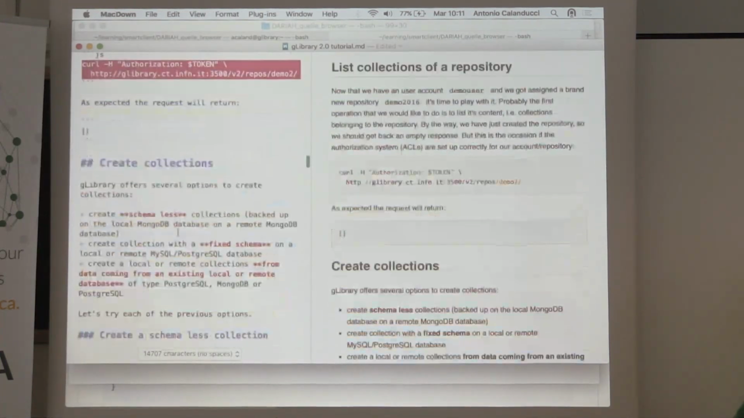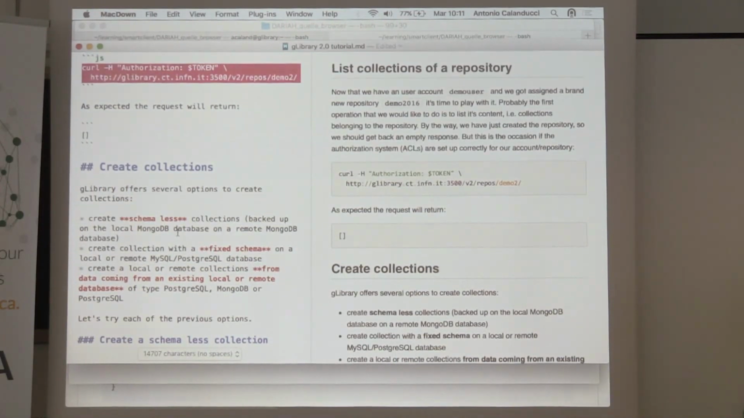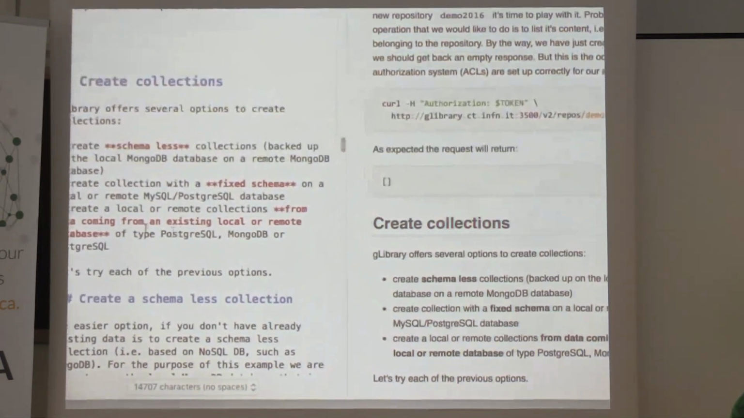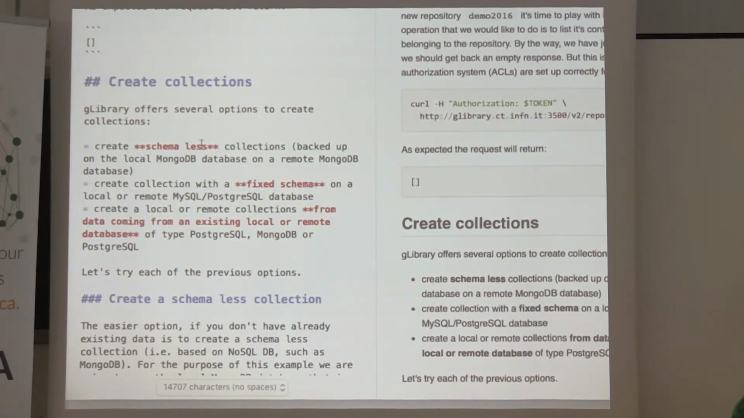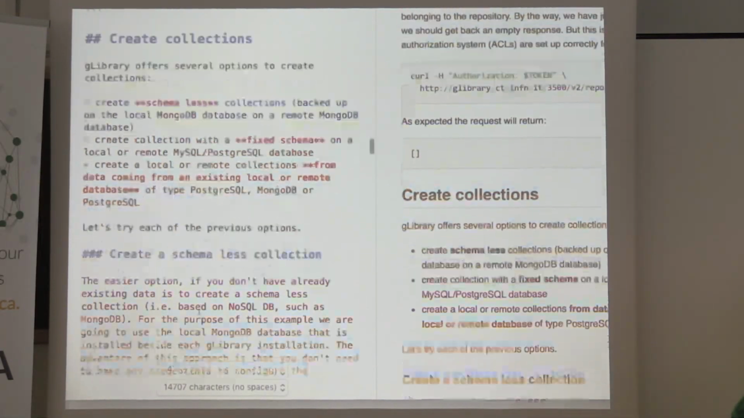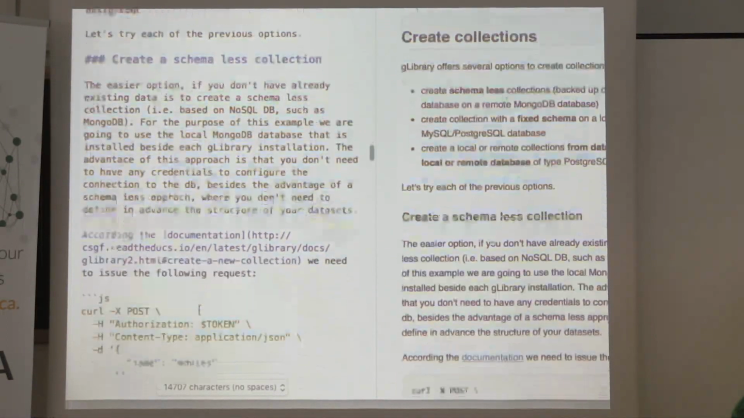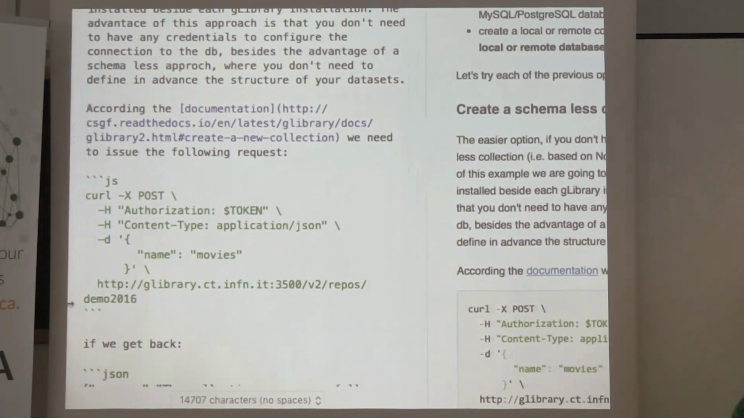Let's create a collection. Now we can still work with the user token because the user is the admin of its own repository. And as I said in the slides, we can create a schemaless collection, or a fixed schema collection, or using data from a remote repository. We will do the first and the third because the time is not enough. Let's create a schemaless collection. So we just need to make a POST, this time into the repository.